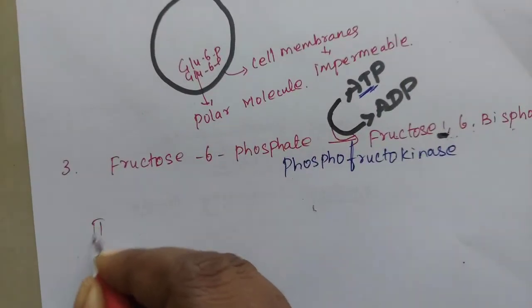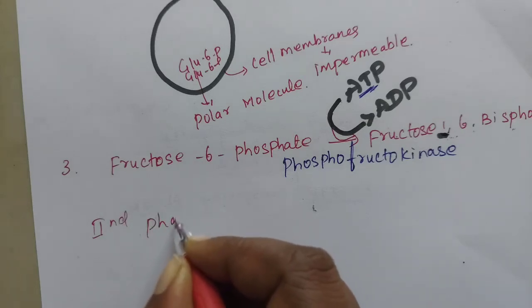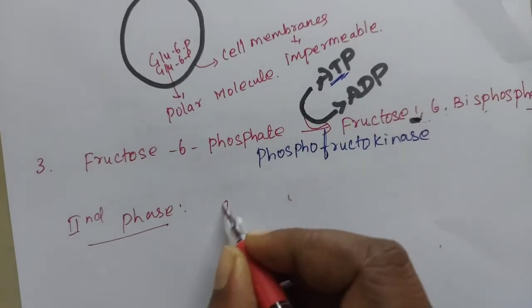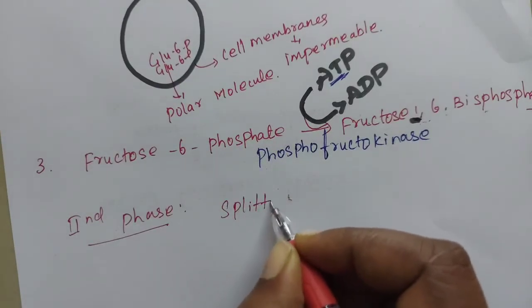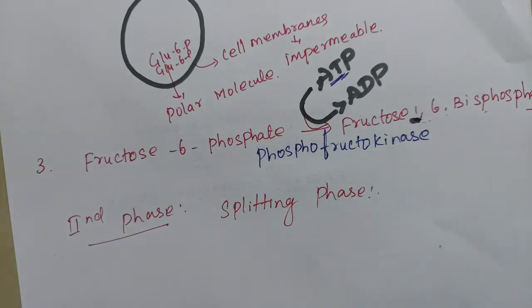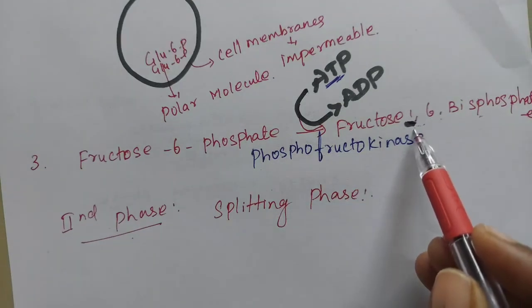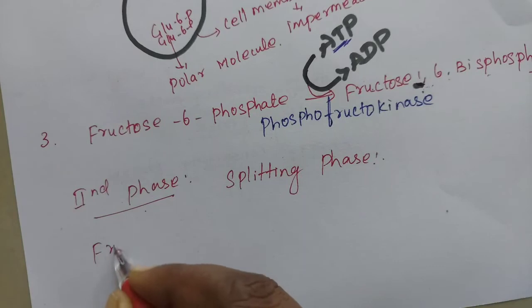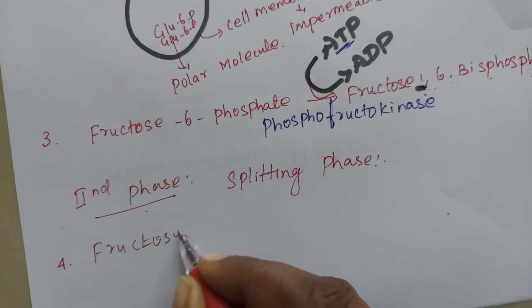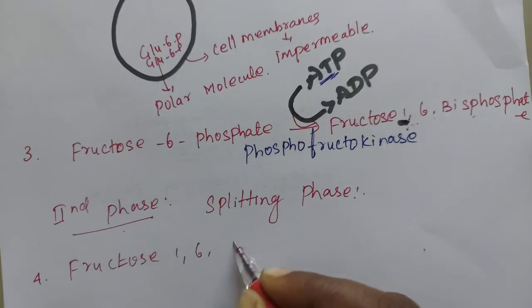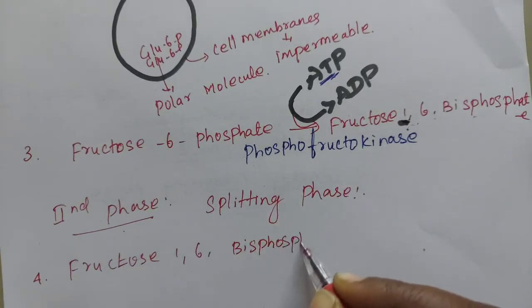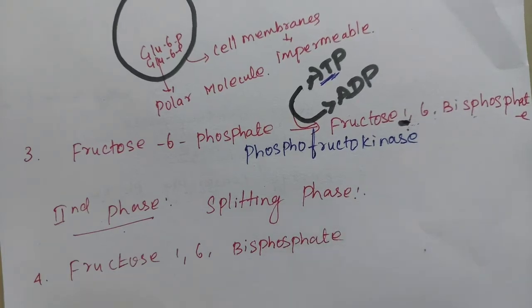Now, the second phase of the glycolysis. The second phase of the glycolysis is known as the splitting phase. Fructose 1,6-bisphosphate. So this is the fourth reaction. Fructose 1,6-bisphosphate we have received as a result of the first phase of the glycolysis cycle.